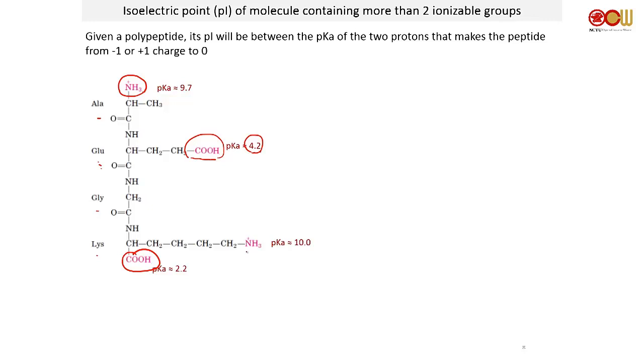And you have lysine, which has an amino group. Its pKa is 10.